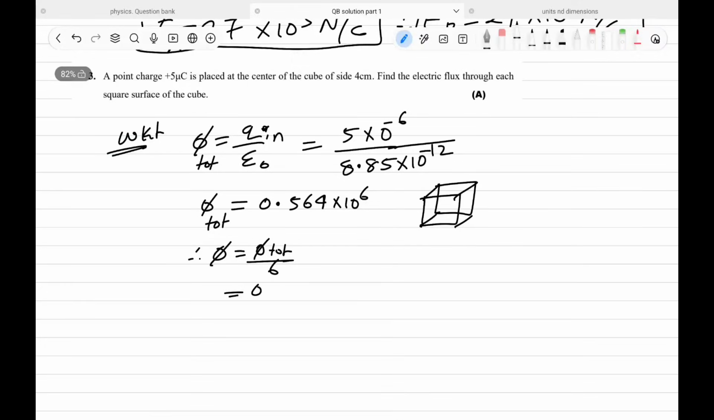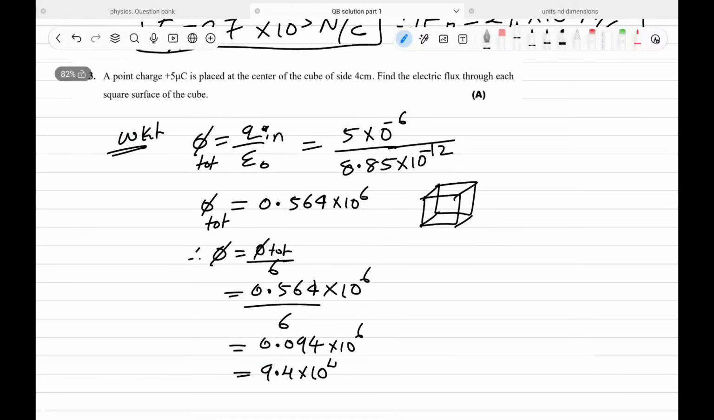Now divide this: 0.564 into 10 to the power 6 divided by 6. It becomes 0.094 into 10 to the power 6. Shift the decimals, 9.4 into 10 to the power 4 Newton meter square per Coulomb. Electric flux it is, because electric flux is nothing but EA cos theta. From that you can find electric flux. Hope that you understand.